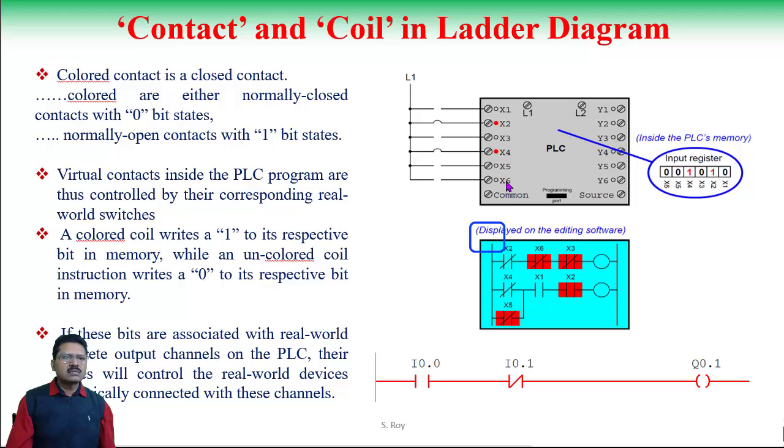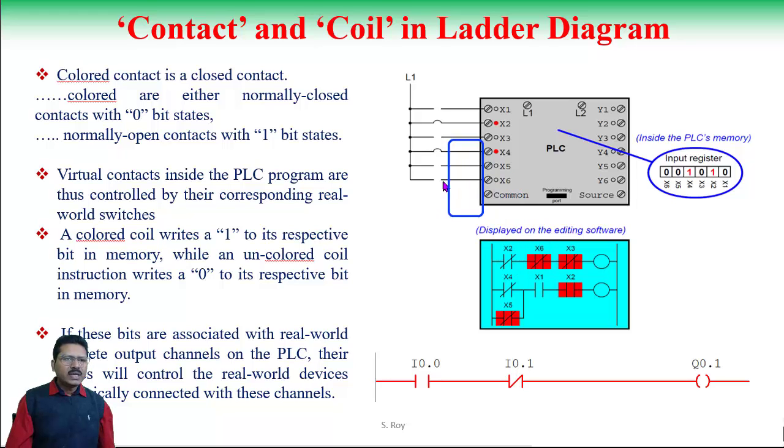See X6. What is the nature of X6? From the field a 0 signal is coming. So when a 0 signal is coming and X6 here is used as a normally close contact, it will behave as a close contact. As this is a close contact, it is indicated by red color.